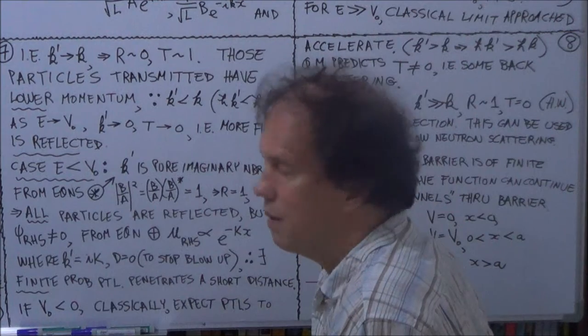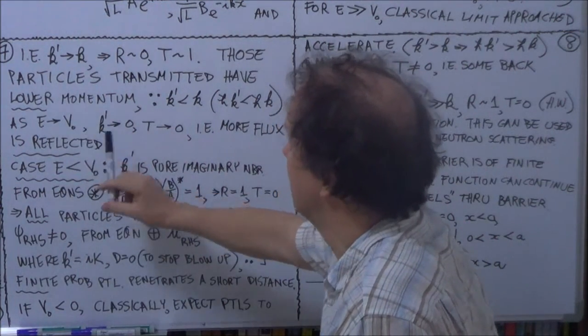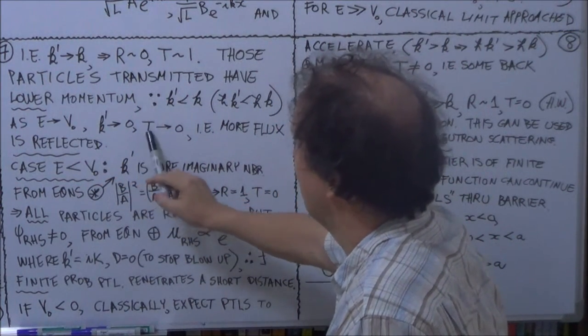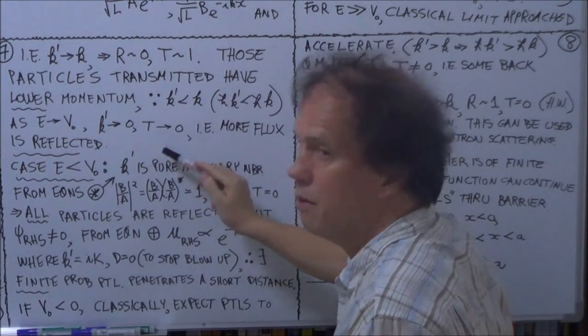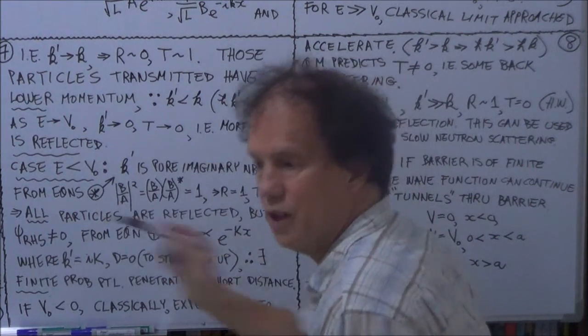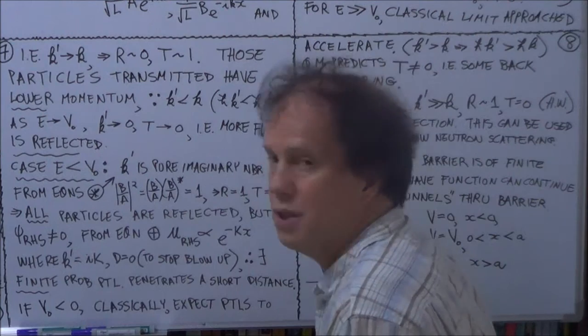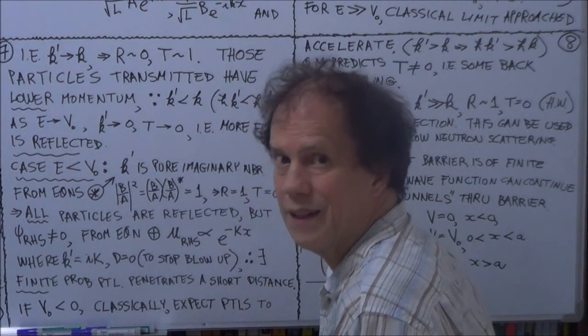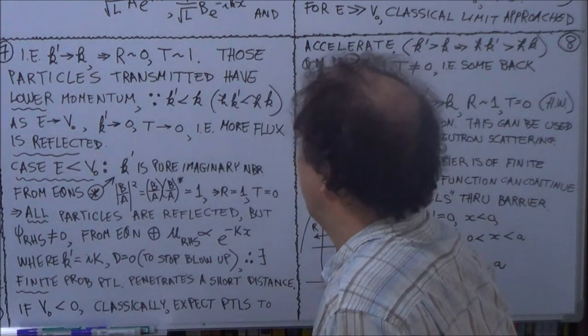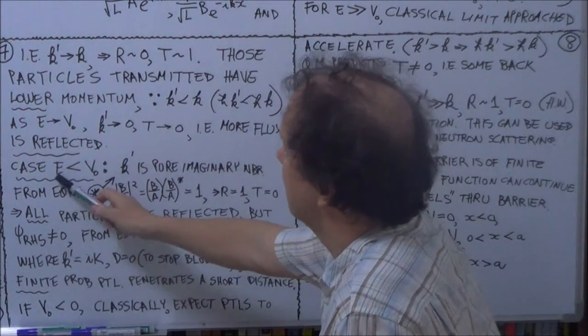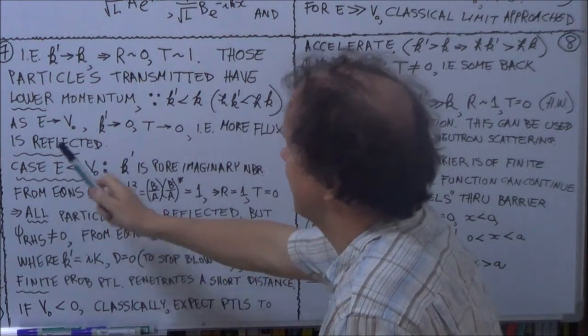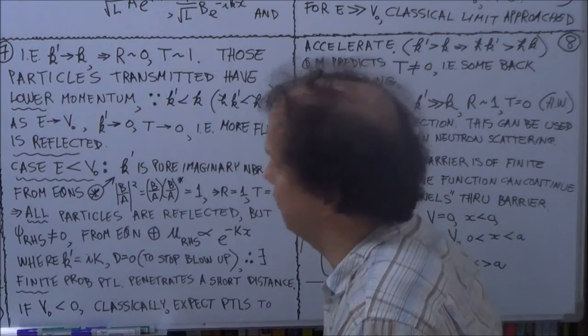So as E goes to V naught, your R, which I haven't written here, will become 1. It all gets bounced back, pretty much, which is what you'd expect classically. Okay, now let's do the case when the energy is actually less than the finite potential.